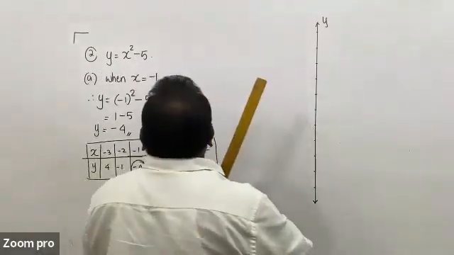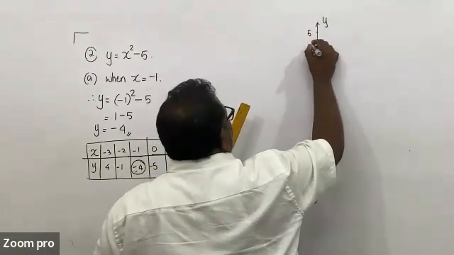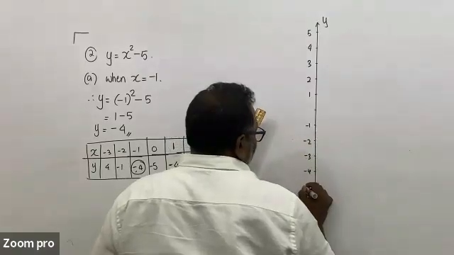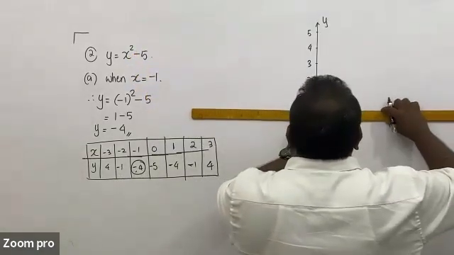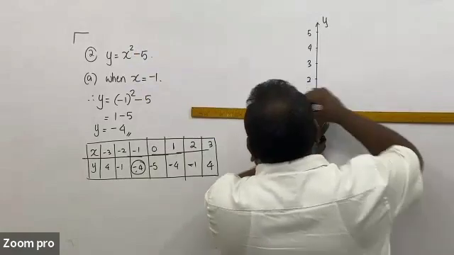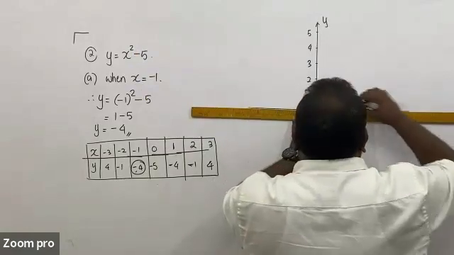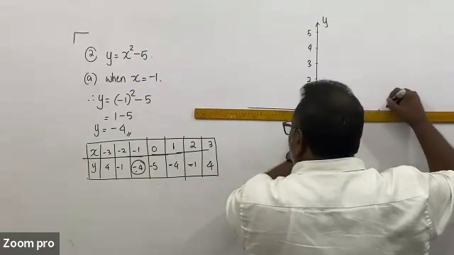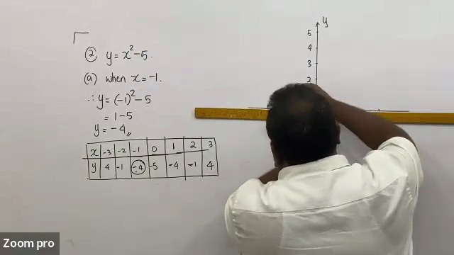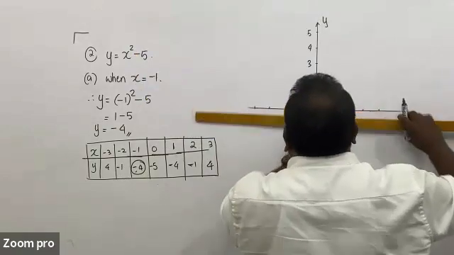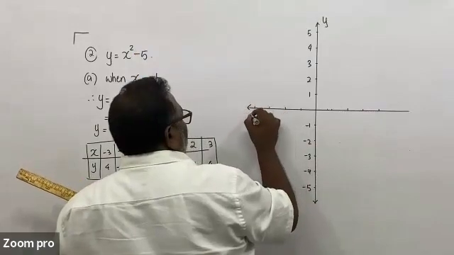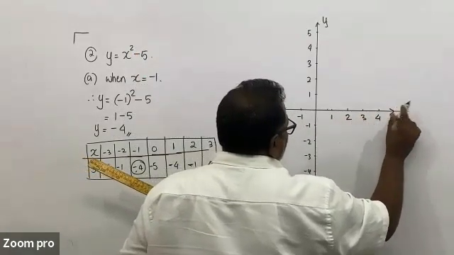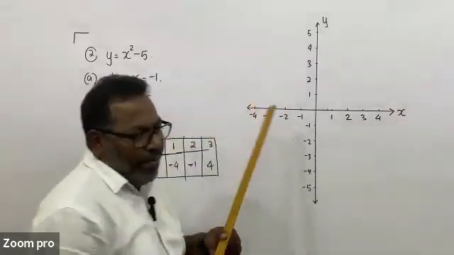Right. So you have plus 5, 4, 3, 2, 1, minus 1, minus 2, minus 3, minus 4, minus 5 on the y-axis. Then on the x-axis: minus 4, minus 3, minus 2, minus 1, 1, 2, 3, and 4.